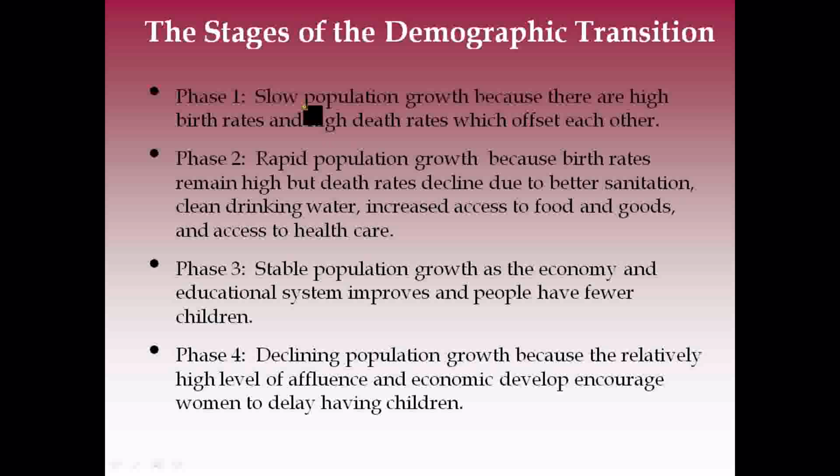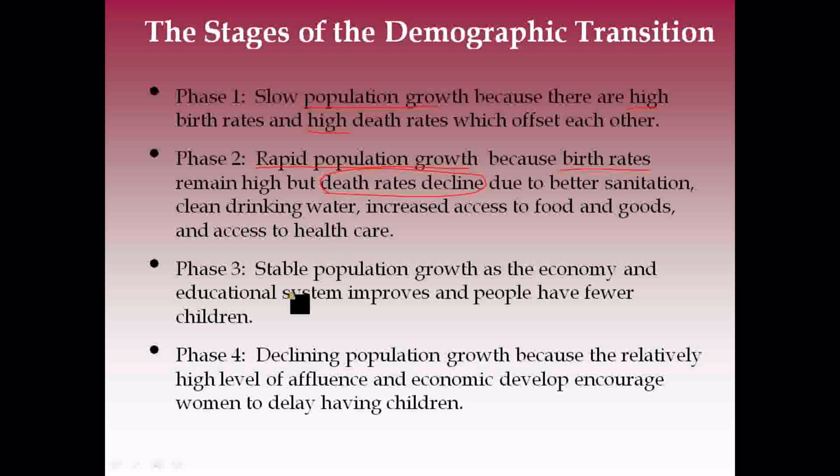Slow population growth, because there are high birth rates and high death rates. But in phase 2, birth rates remain high, so that means rapid population growth, but there is a decline in death rates. Death rates decline due to better sanitation, better drinking water, increased access to food, better health care.